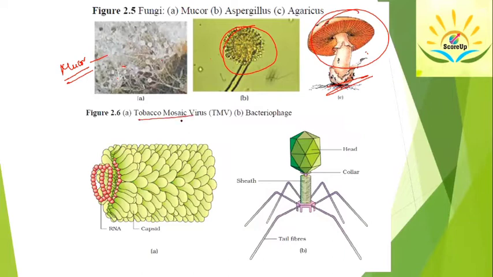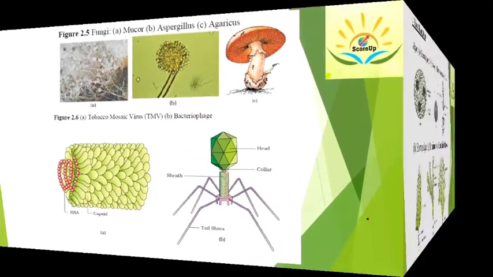Next one is tobacco mosaic virus. Tobacco mosaic virus means what? The virus attacking the tobacco plant is called tobacco mosaic virus. Here, this part is RNA. This one is the capsid. Then this one is a bacteriophage. The virus attacking bacteria is called bacteriophage. This one is the head, collar. Collar is a neck-like structure, and then the sheath. This one is the tail fibers.